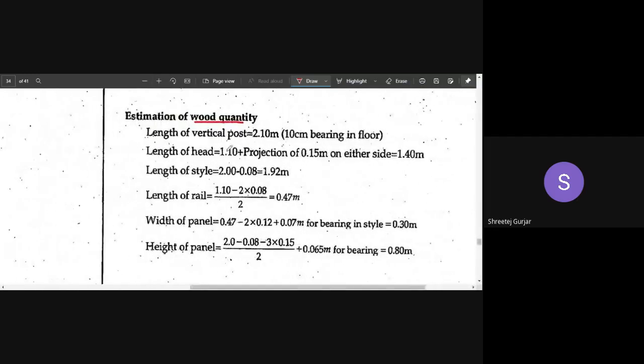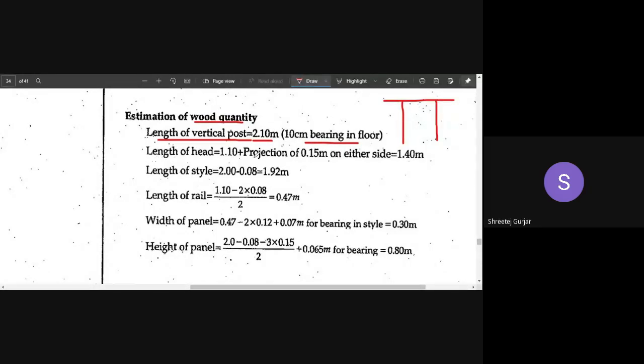Okay, for the vertical post, right? The door frame, right? This is the door frame. I have told you the vertical post length we have to calculate. So it is 2.1 meters, including the 10 centimeter bearing in the floor. Okay, so 10 centimeter is the bearing which you provide in the floor. So it goes inside your flooring to a depth of 10 centimeters. So 2.1 is the total length, right?